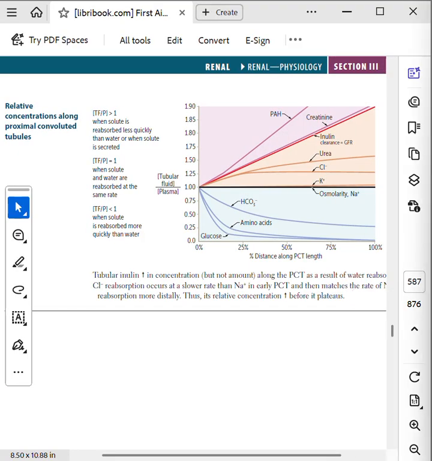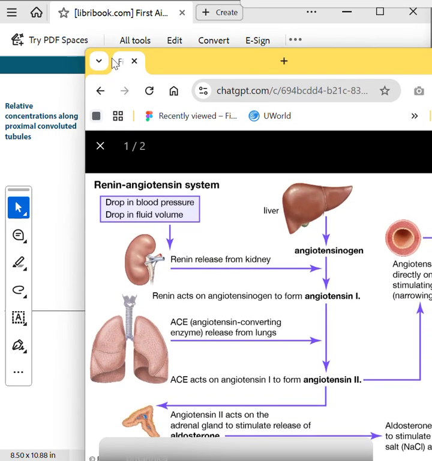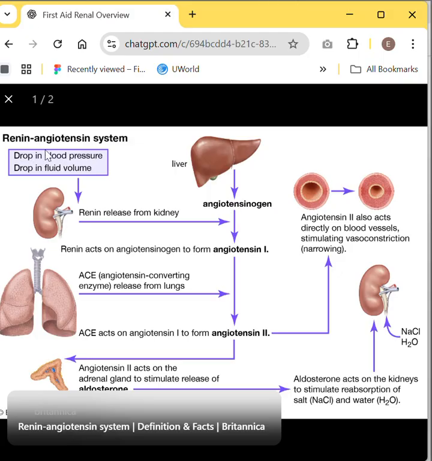Then there's something I would like to revise here. This is the renin-angiotensin system. So let's just look at this. This is important. If there's a drop in blood pressure and a drop in fluid volume, renin is released from the kidney, from the juxtaglomerular apparatus. Renin acts on angiotensinogen from the liver to form angiotensin 1. Once angiotensin 1 is formed, the angiotensin converting enzyme, ACE, is released from the lungs, and angiotensin 1 becomes angiotensin 2.